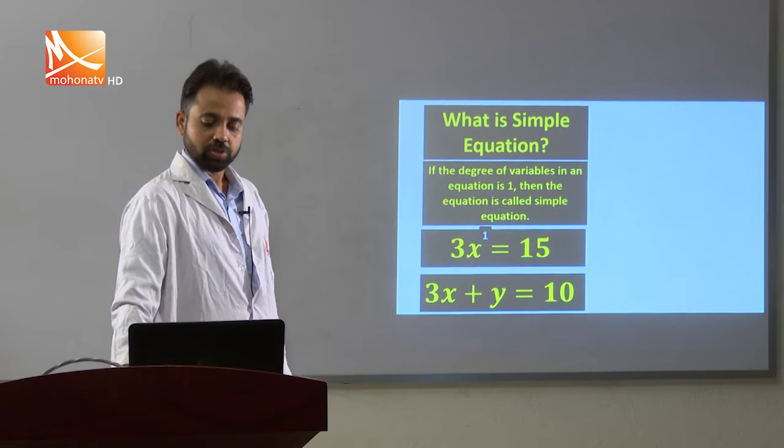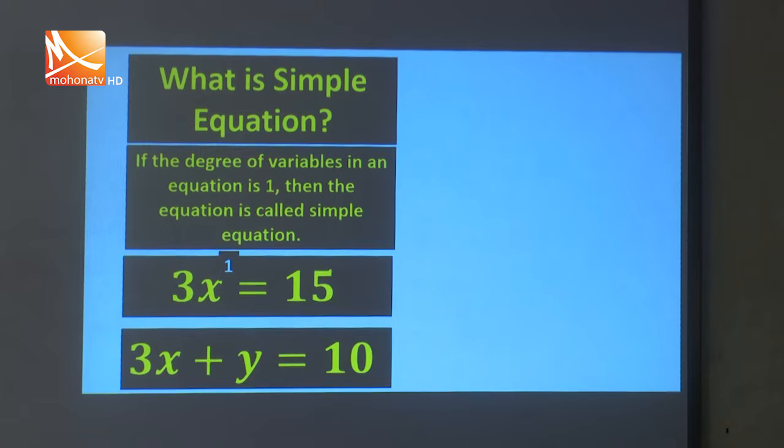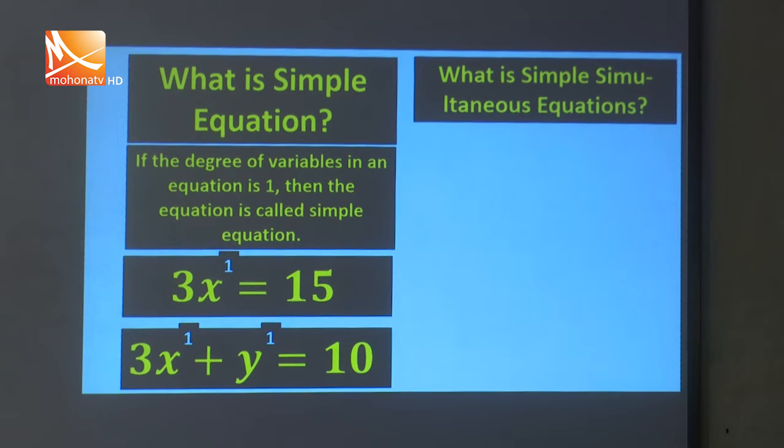Okay. So, this is another example of simple equation of two variables. Here two variables are x and y, and both the variables have a degree 1. So, this is also simple equation. So, now let us see what is simple simultaneous equation.